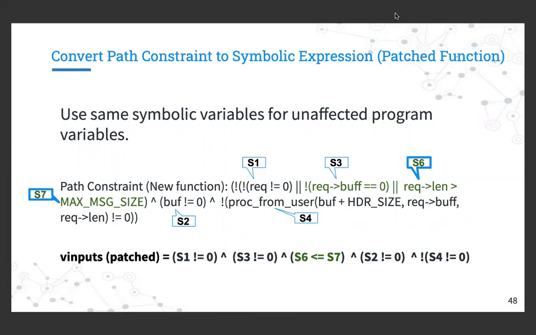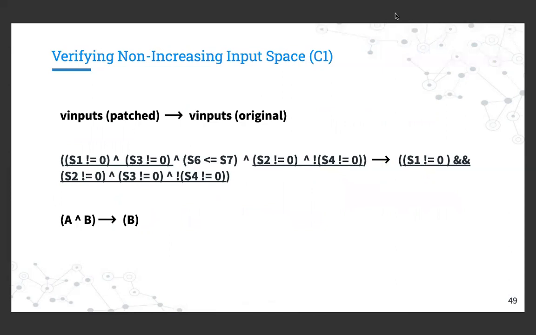However, here for the statements that are affected by the patch, we use new symbols. So for instance, here S6 and S7 are present only in the path constraint of the patched function. So these are the new symbols added during symbolic compilation of the path constraint in the new function. Once we get the symbolic expression, we need to show that all the valid inputs to the patched function are also valid inputs to the original function, which is to prove the implication. This can be represented by the corresponding symbolic expressions, which can be reduced to modus ponens, as shown on the bottom of the slide, which obviously holds. That's why the patch satisfies condition C1.